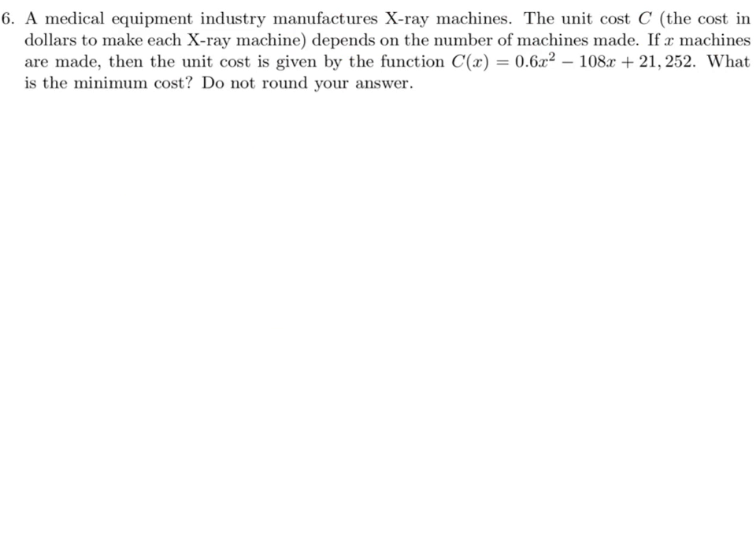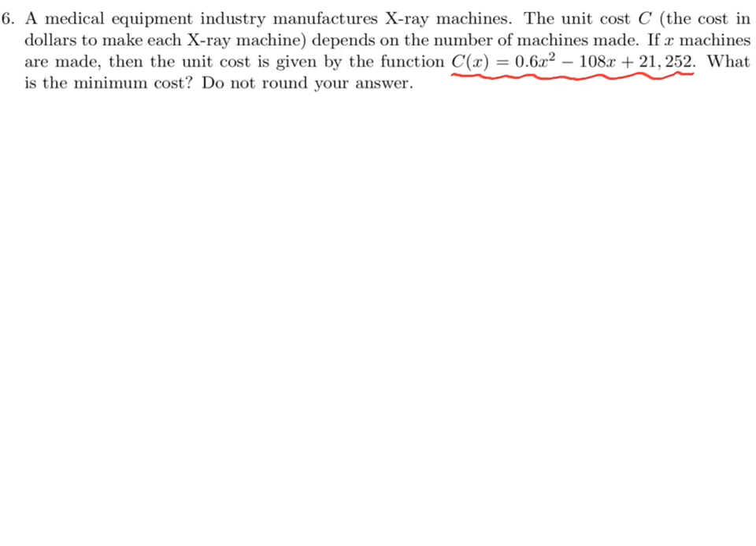Let's look at another one. So in this one, it says a medical equipment industry manufactures x-ray machines. The unit cost C, which is the cost in dollars to make each x-ray machine, depends on the number of machines made. If x machines are made, then the unit cost is given by the function C of x equals 0.6x squared minus 108x plus 21,252. And the question says, what is the minimum cost?